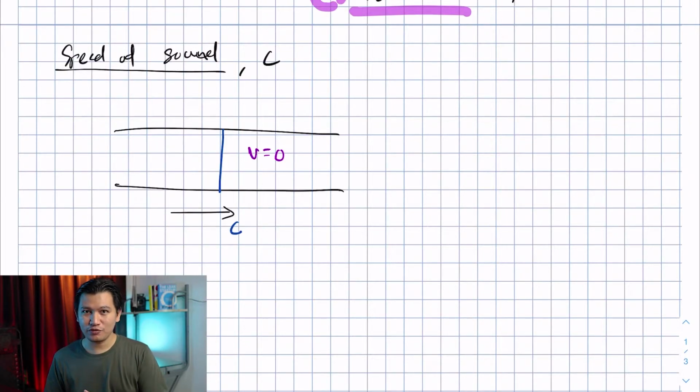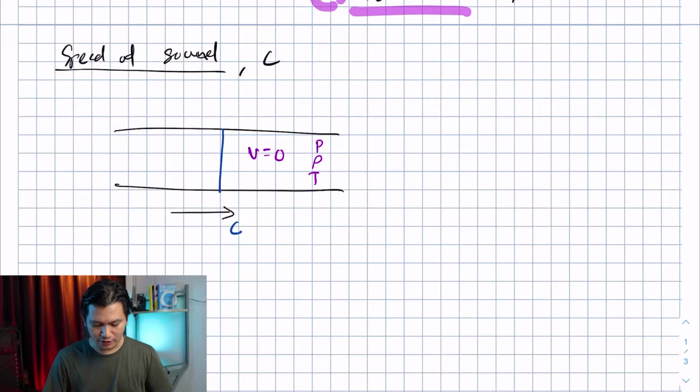When the pressure is moving, it doesn't mean that the gas is moving as well. For example, if I speak to you, you can hear my voice, but you don't feel like a wind or something. So the air isn't moving. What's moving is the pressure. That's why the velocity here is 0.